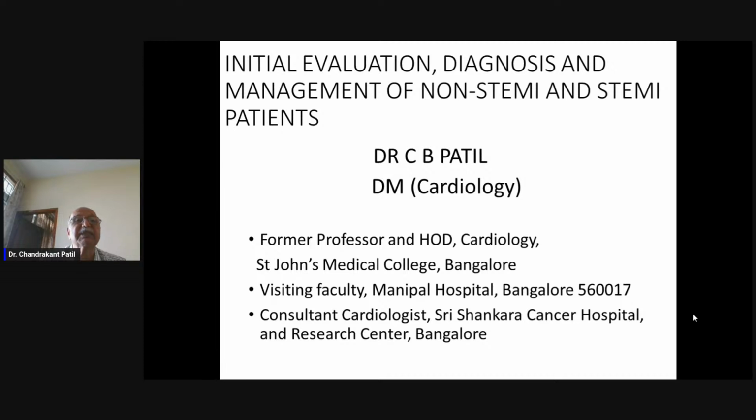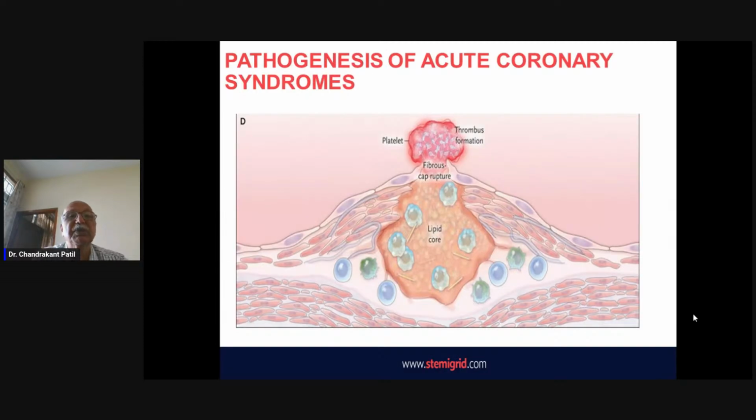Let me take you through the pathogenesis and pathology of what is happening in acute coronary syndromes. As you know, the major cause of all these is coronary artery disease itself, with a plaque burden inside, called atherosclerosis. As the plaque burden increases, necrosis of the fat occurs inside, with severe inflammation and inflammatory markers.